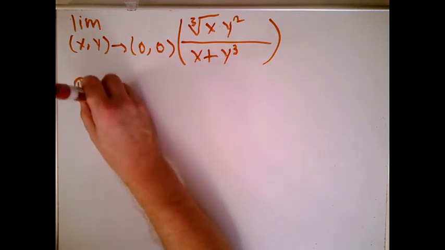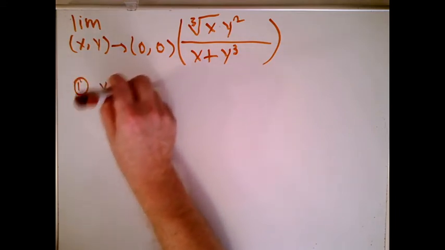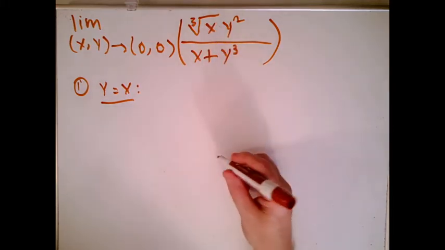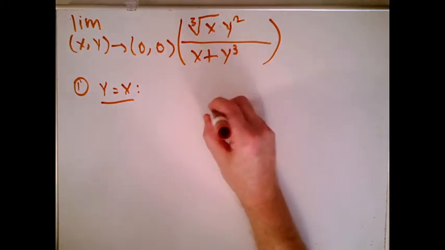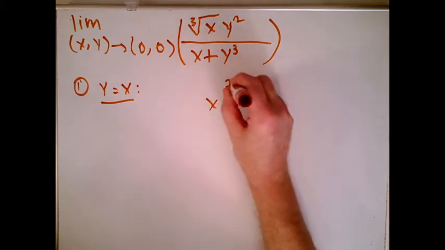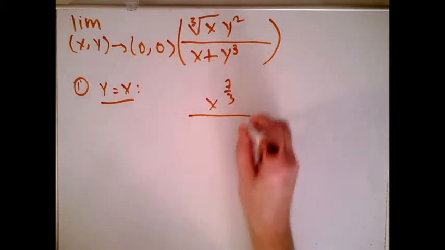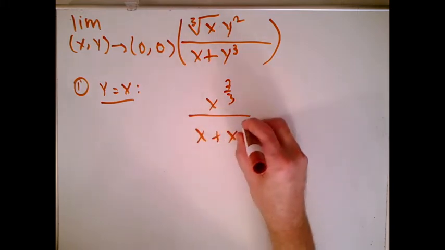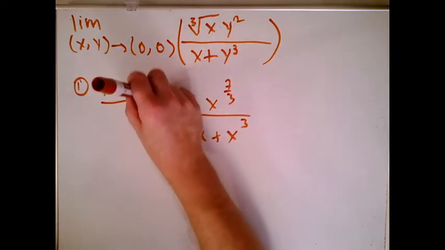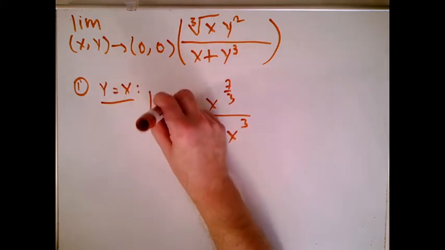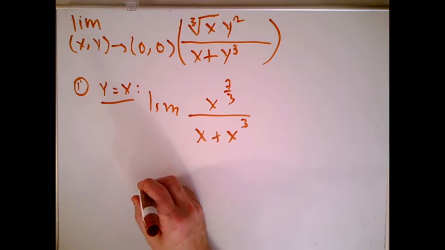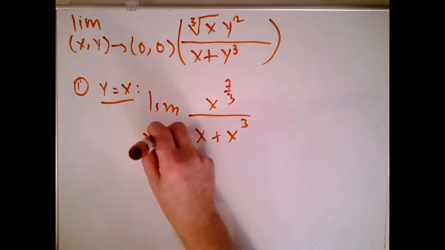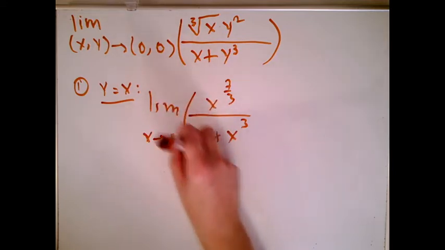If I take, for example, y equals x, what am I going to get? I'm going to get x squared. Let's see, that's x to the 7/3, I think. x to the 7/3 of y on top. On the bottom, I'm going to get x plus x cubed. And I want to take the limit. Instead of saying x gets close to 0, 0, I'm just going to say x gets close to 0. It means the same thing, which is great.